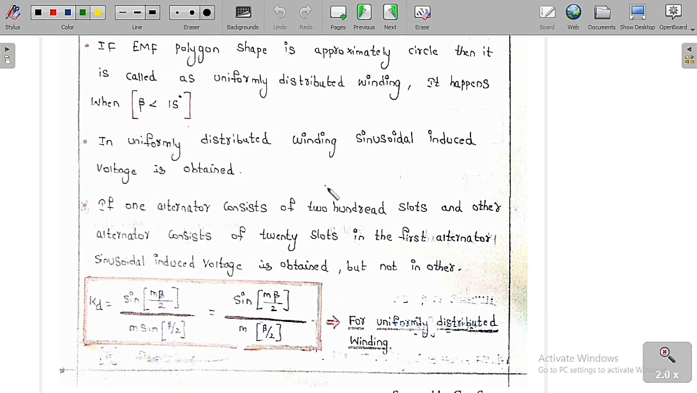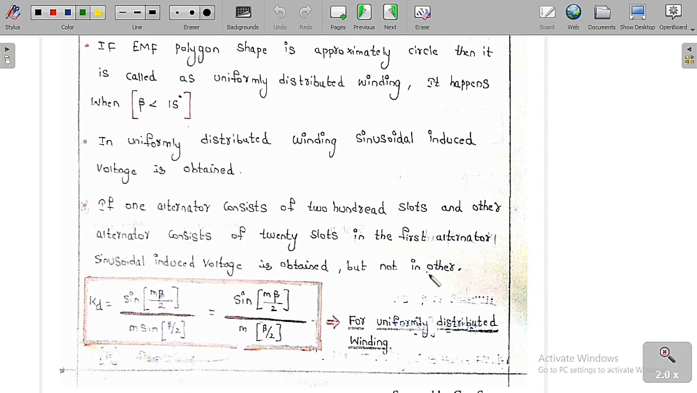The EMF induced is purely sinusoidal in nature. If one alternator consists of 200 slots and the other alternator consists of 20 slots, in the first alternator sinusoidal induced voltage is obtained but not in the other. Let me give you a small example. Suppose there are two alternators. The first alternator has 200 slots on the stator, and the second alternator has only 20 slots on the stator. You can see clearly, as the number of slots increases, the beta value goes on decreasing.